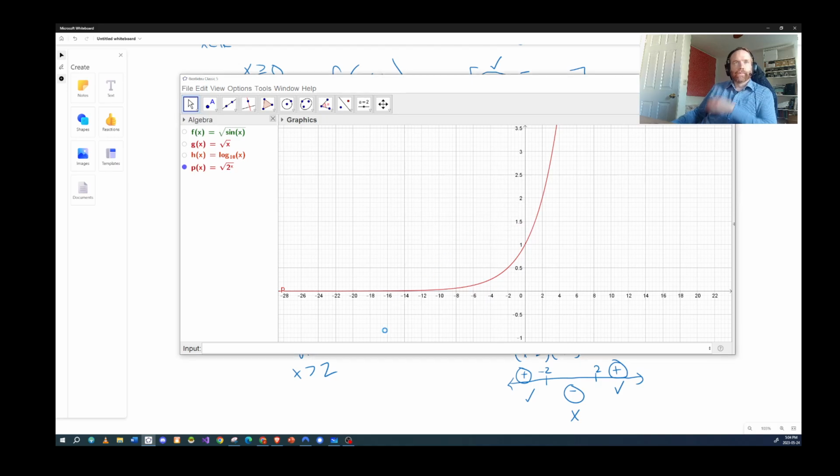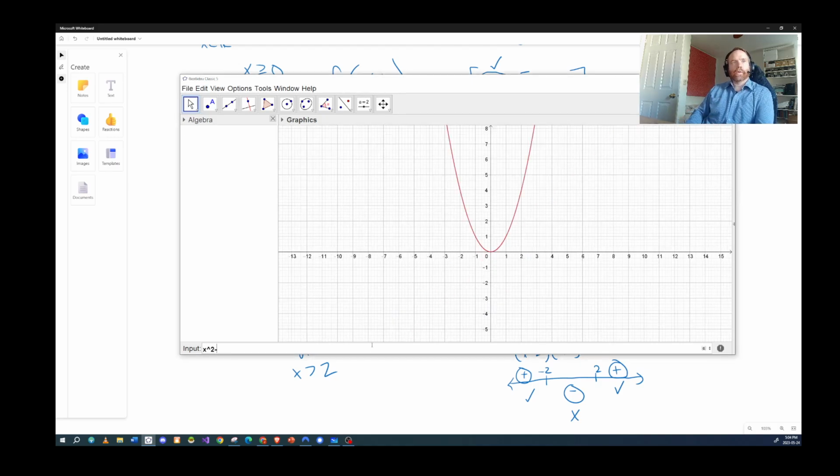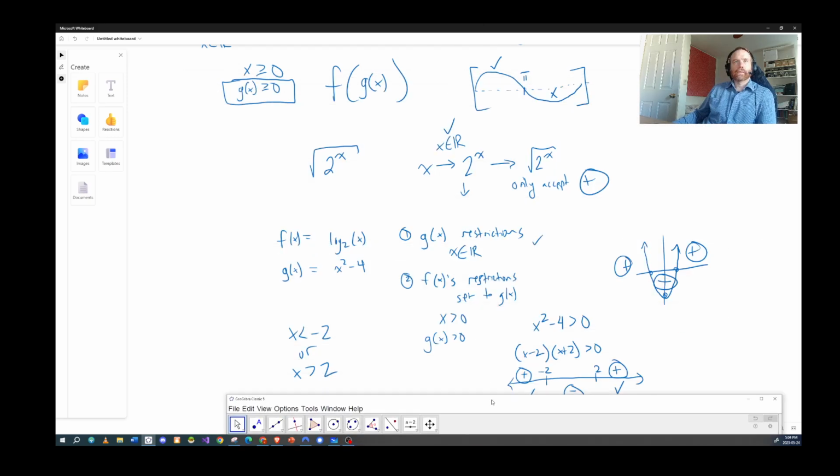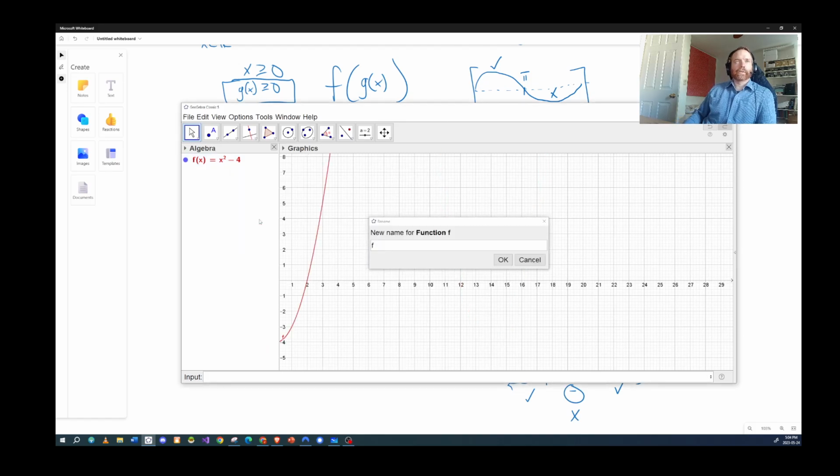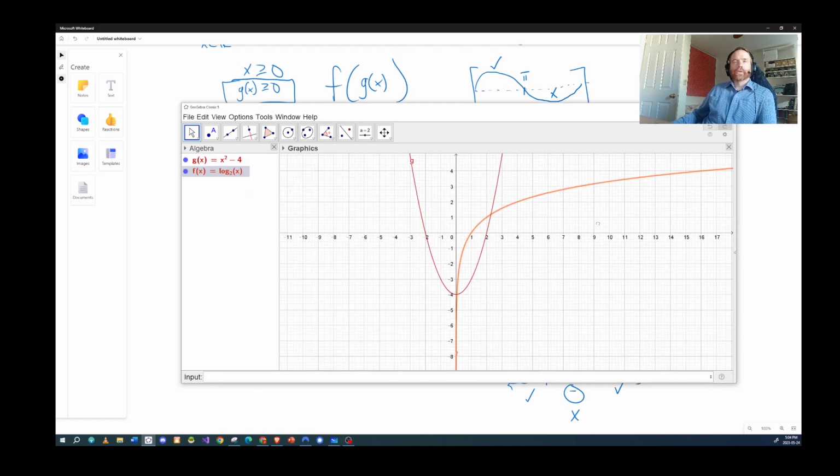So let's test. So x squared minus 4 is my inside function. I think I called it g, and it doesn't really matter, but let's be thorough. And then f of x is log 2x. All right. So those are our two functions.